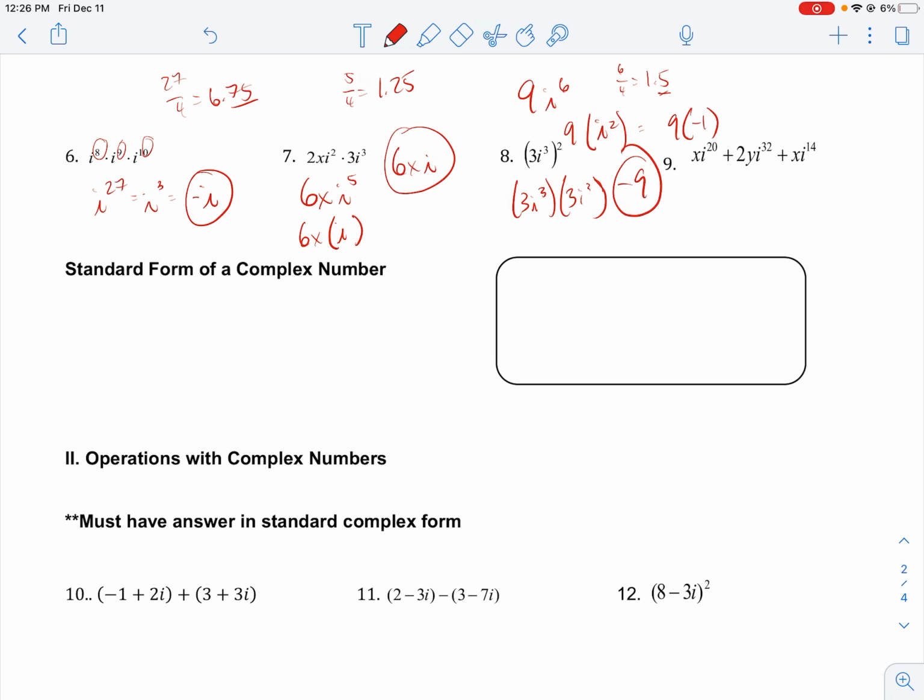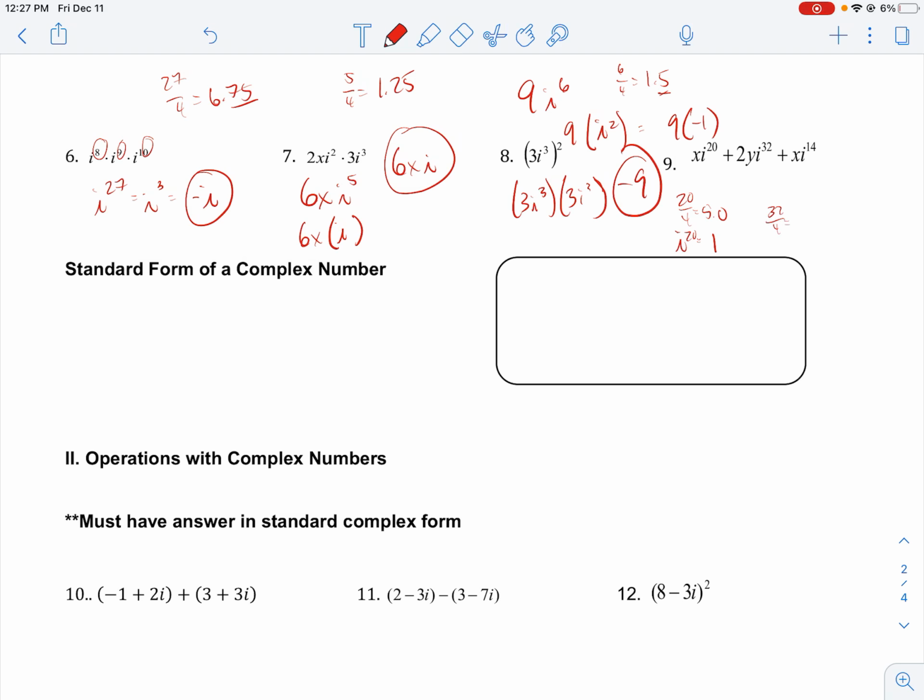Now remember when we're adding things, we need to have like bases. So the only two we can add together looks like these two, x i to the 20th, x i to the 14th. Oh, no, we can't add those together, because they don't have the same exponents. It's fine. i to the 20th, well, 20 divided by 4 is equal to 5. The remainder is 0, so i to the 20th is just equal to 1.